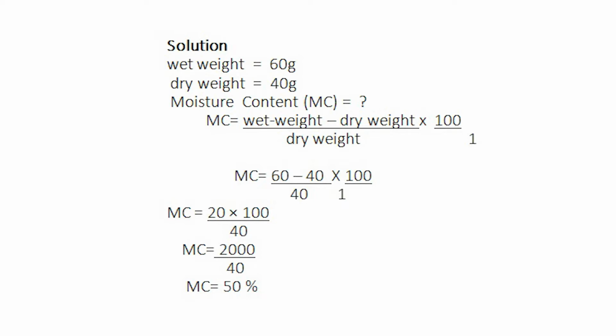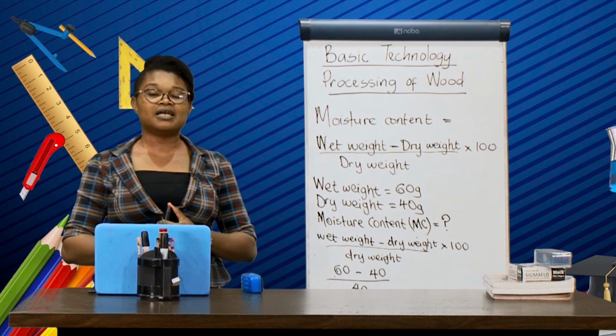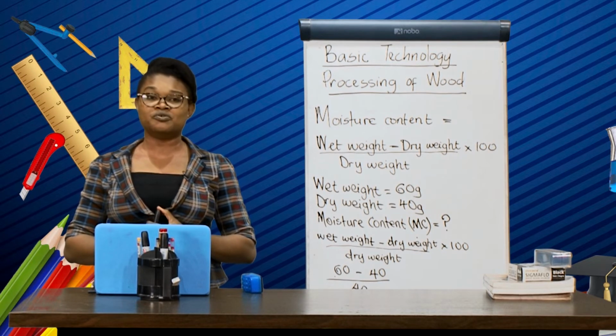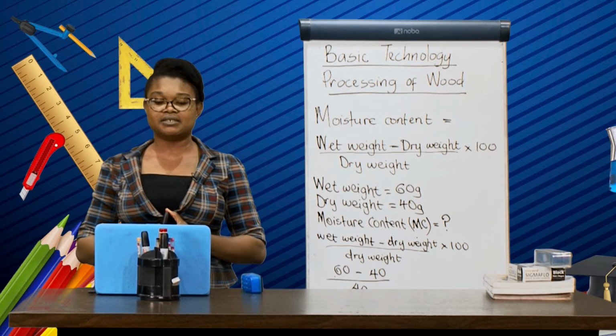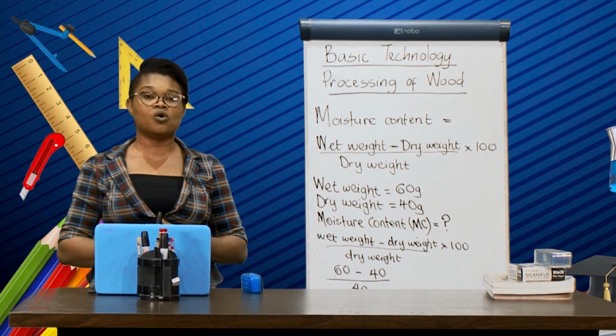Now, 20 multiplied by 100 will give us what? Did I hear you say 2,000? Thumbs up. Now we have 2,000 all over 40, and that will finally give us 50. Yes, we got it. We did it. Our moisture content is 50, but we don't stop there. We have to apply the units. Can you remind me our units? Yes, percentage. So our final answer is 50%.